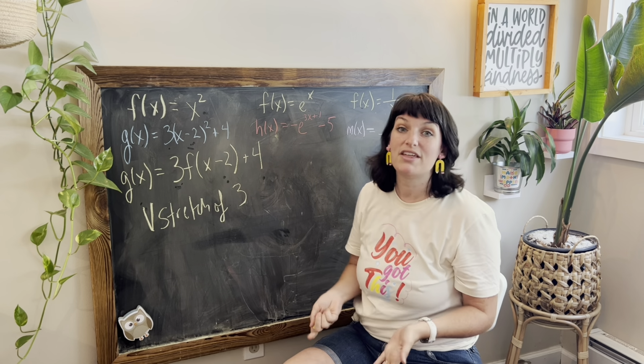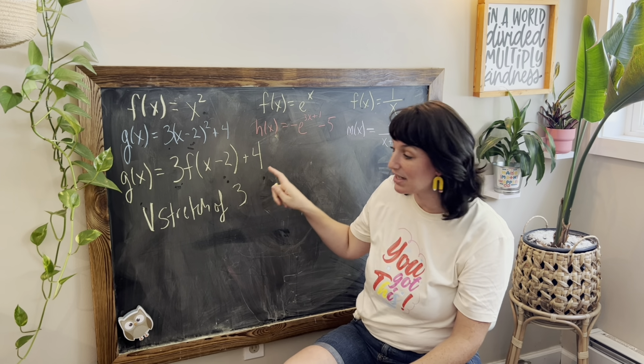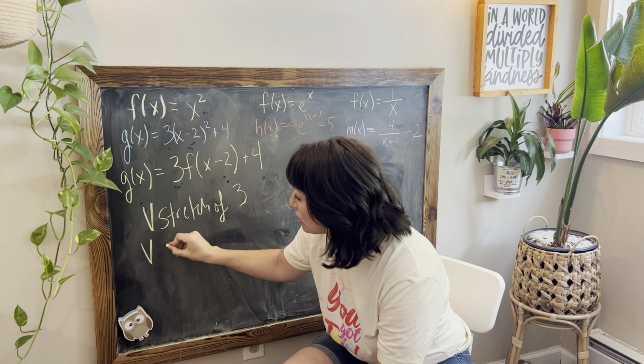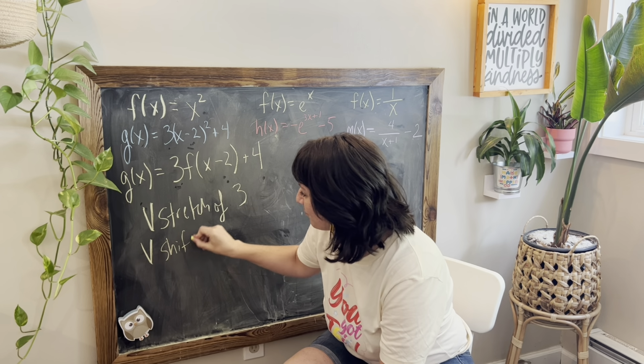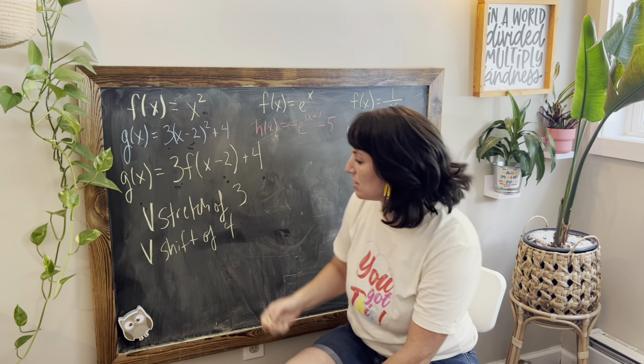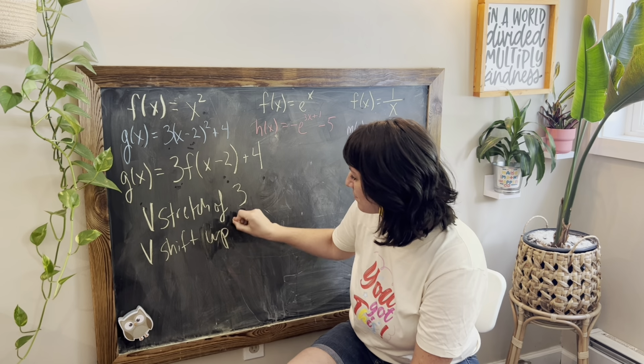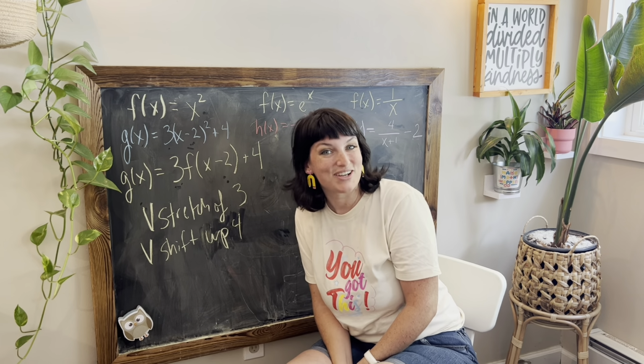There you go. Then the next thing is shift up and down by the k. So there's a vertical shift. The mathier word for that is a translation. Vertical shift, let me say up 4. We could say a translation up 4.